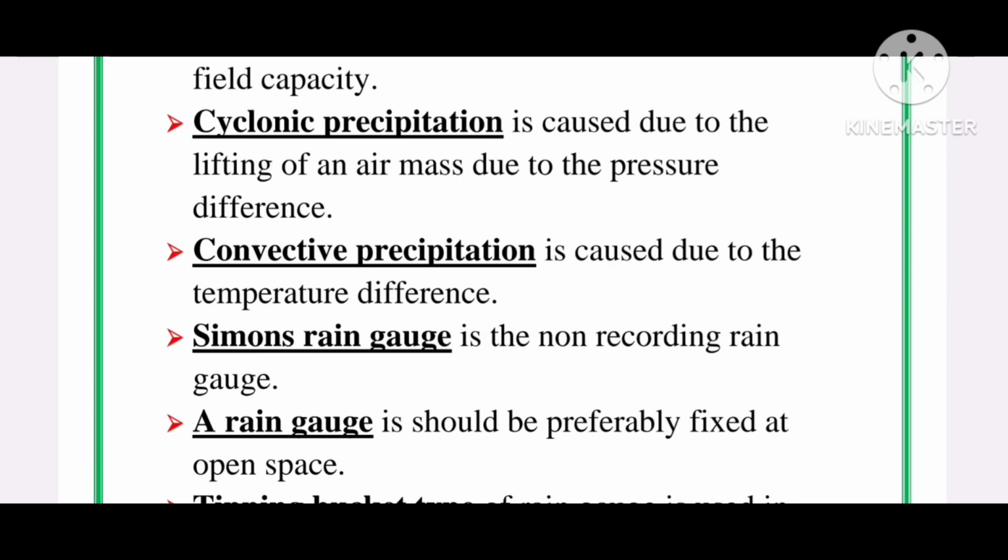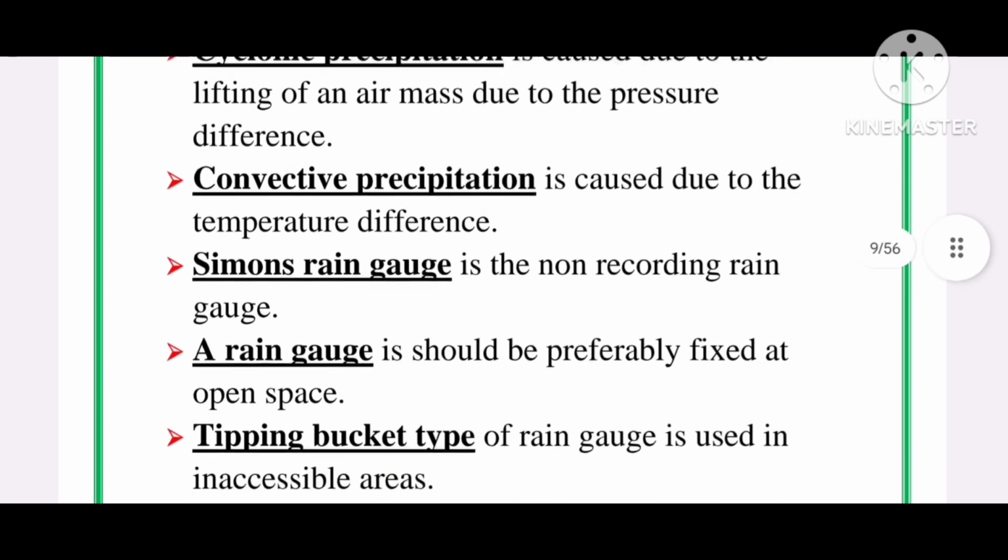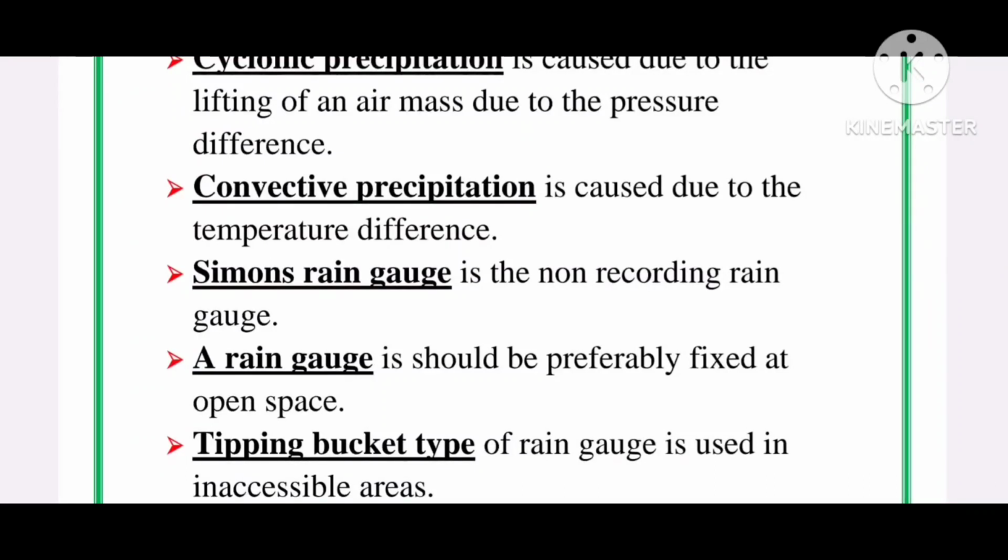Next is Simon's rain gauge. It is the non-recording rain gauge. Next, a rain gauge should be preferably fixed at open space. This Simon's rain gauge is a non-recording type rain gauge.